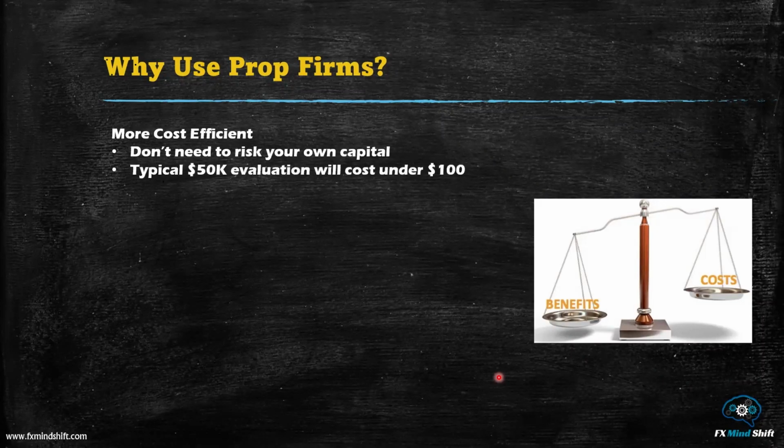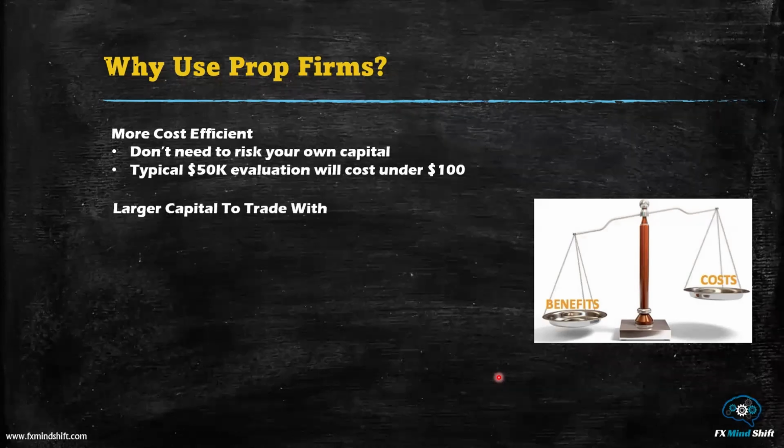But just in the futures space, the typical 50K evaluation is going to cost somewhere around $100 or less. That's just a ballpark figure. Some are much less, some are around that figure, but typically it's going to be around that cost. So what I mean by more cost efficient is you're not putting up your own money. You're just paying for the cost of the challenge, and what you get with that is a much larger capital to trade with. Obviously 50K is a lot of money, and if you're able to save up that amount to trade with, it might take you some time. Some of you might be more capable than others in that regard, but you have a larger capital to trade with.